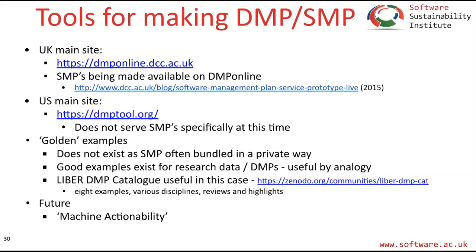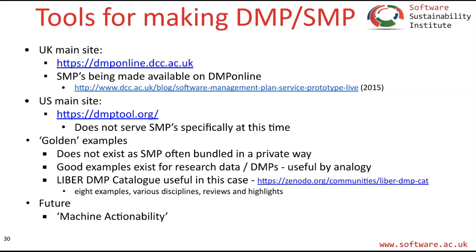I wanted to raise this issue of golden examples. I mentioned that software management plans at the moment just exist in pathways to impact documents in the UK anyway. Although there was the example of someone making theirs available online, Laurent Gatto. So they're few and far between, and so they're hard to get to. But good examples do exist for research data, for data management plans, and they might be useful to refer to by analogy.